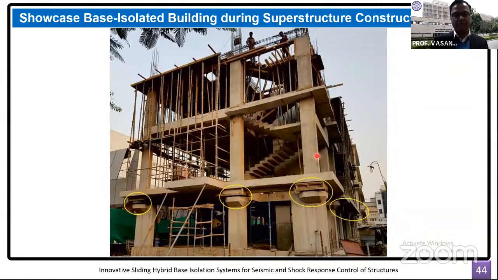Then the construction progressed for the superstructure. Again, it is very noticeable that the column sizes above the isolation level are much smaller as compared to the column sizes below the isolation level. So isolation systems have been already put in place.